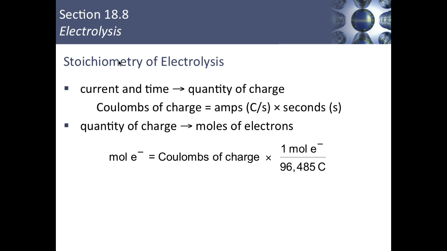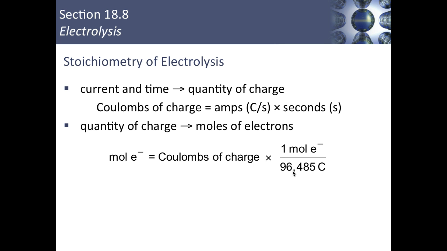Something you want to make sure you note down: when we deal with amps, we're going to deal with it in terms of coulombs per second. So if we have current and time, we're going to end up with coulombs per second times seconds. This allows us to get rid of seconds, and we'll be left with just the quantity of charge. From that, we move into the moles of electrons. To get moles of electrons, we take the coulombs of charge times 1 mole of electrons over 96,485 coulombs. We've seen this conversion factor before, when we talked about delta G naught.